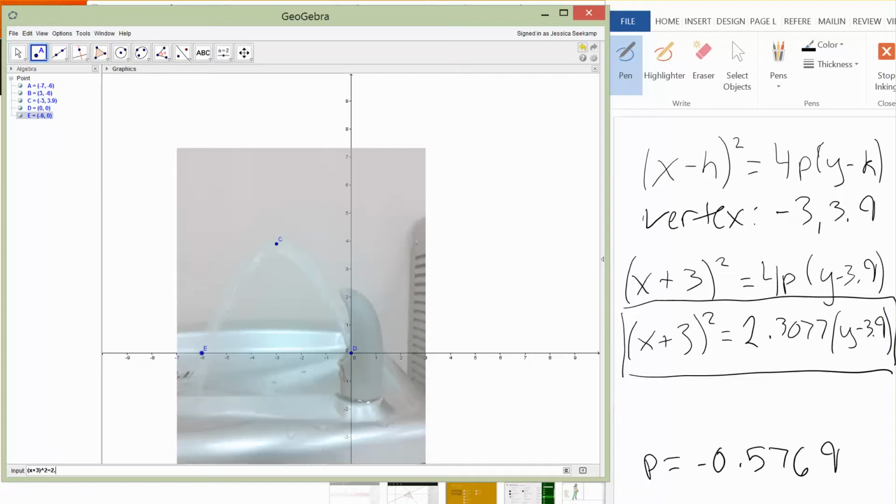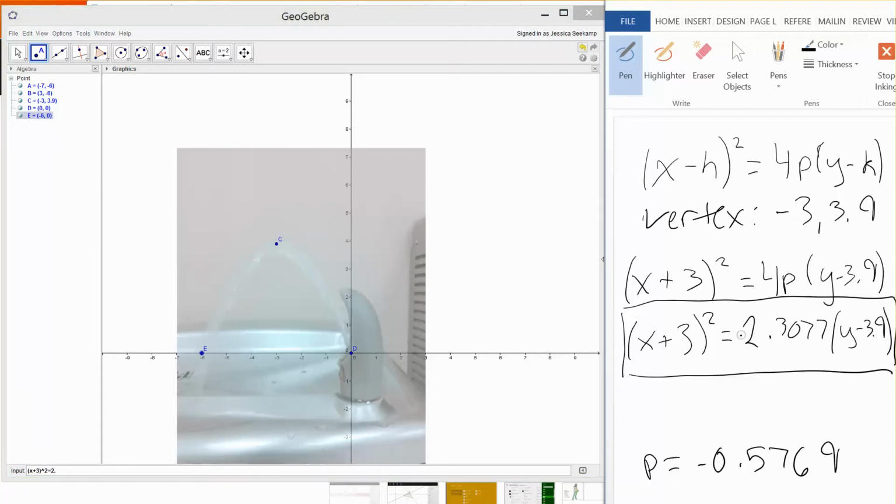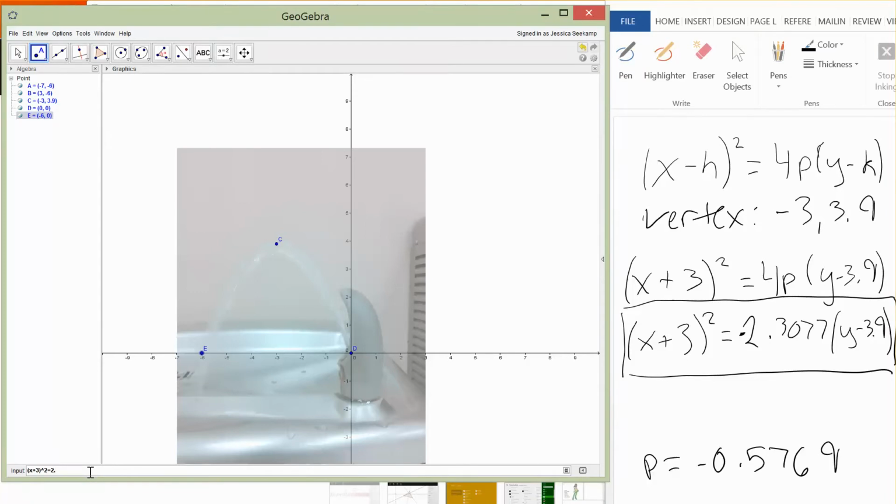And that was a negative. I should have remembered my p value is negative. I should have had a negative on here. Okay, and I knew that because I knew it had to be pointing down. So that should be x plus 3 quantity squared equals -2.3077 times y minus 3.9. And let's graph it, and you can see it beautifully models our water fountain right here.